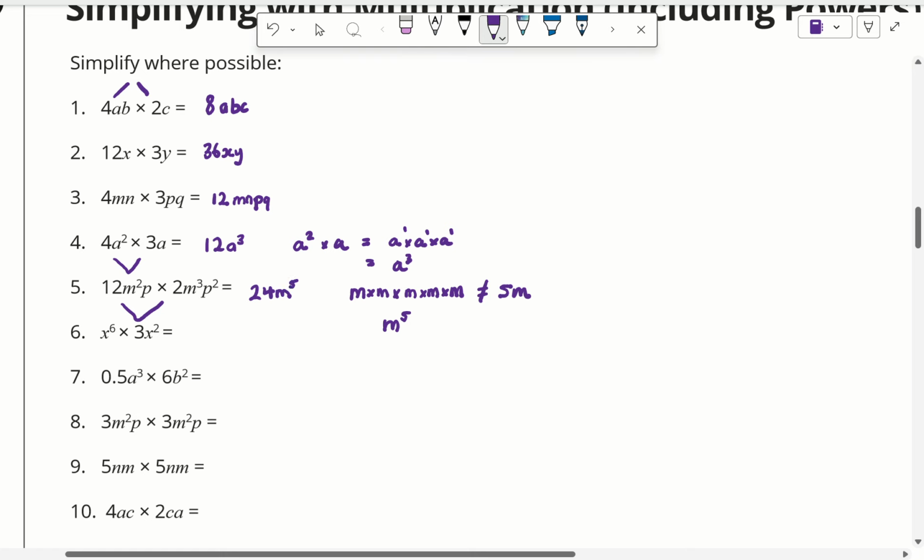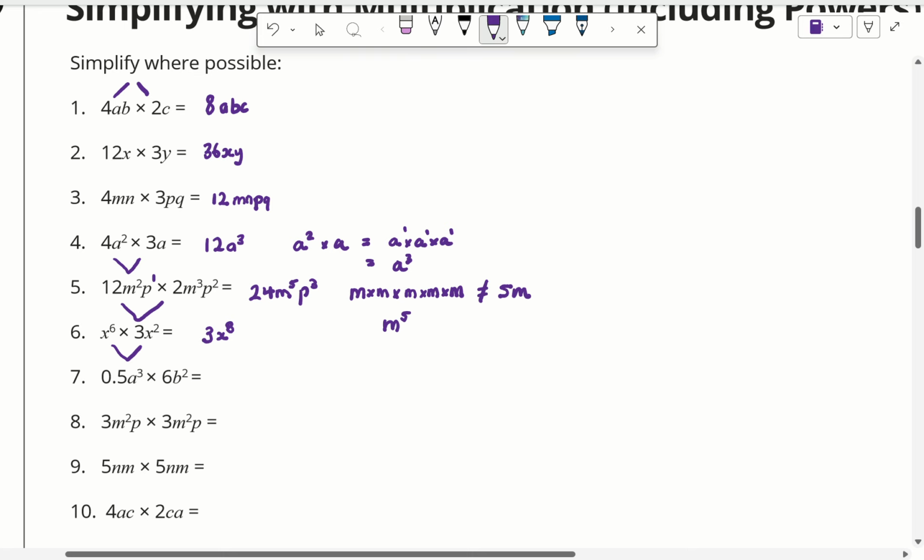And p times p squared, well, there's a little 1 there. It's p to the power of 1. Add the powers, becomes p cubed. X to the power of 6 times x squared is x to the power of 8. And don't forget the 3 out the front, x to the power of 8.